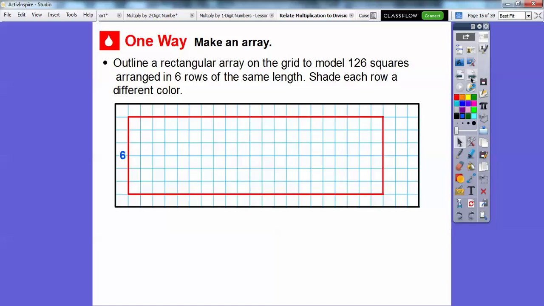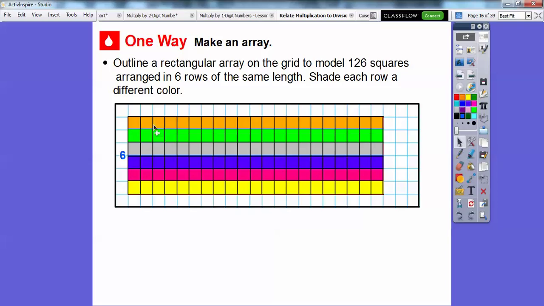So now what they'd like us to do is shade each row a different color. So I shaded this row sort of a goldy, yellowy, orangey color, this row green, this is gray, this is kind of a purple blue, this is pink, and this is yellow right here.